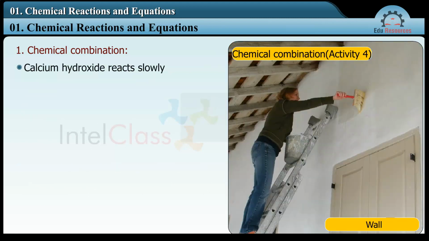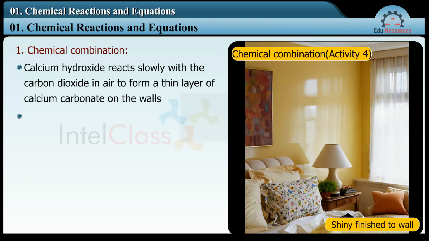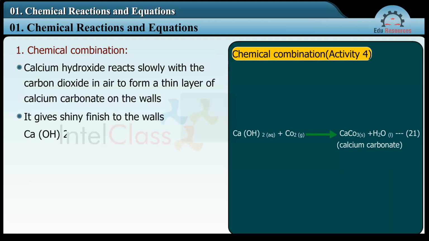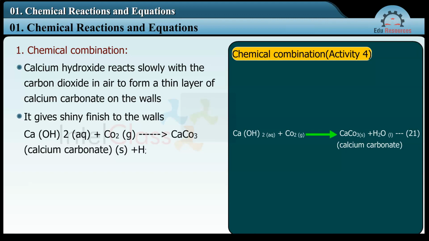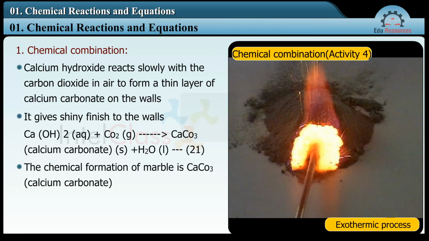Calcium hydroxide reacts slowly with the carbon dioxide in air to form a thin layer of calcium carbonate on the walls. It gives a shiny finish to the walls. Ca(OH)2 + CO2 gives rise to CaCO3 + H2O. The chemical formula of marble is CaCO3, calcium carbonate.